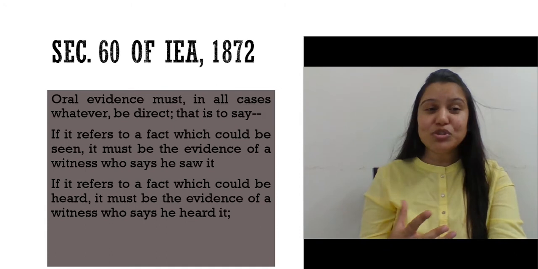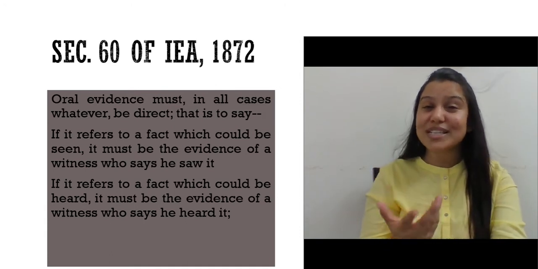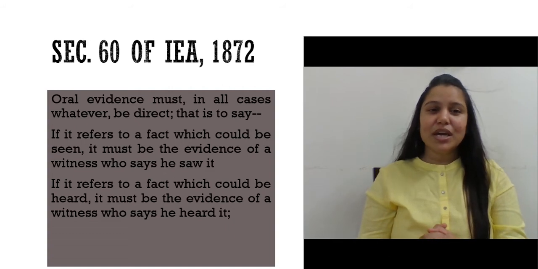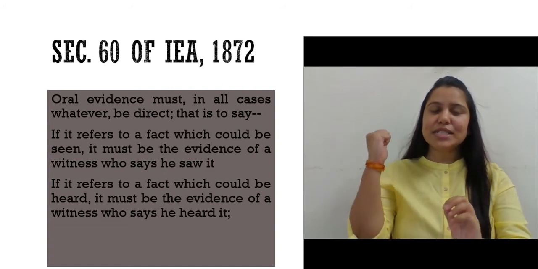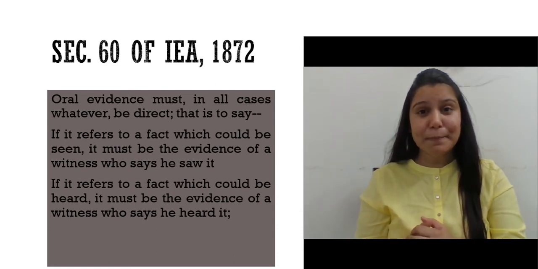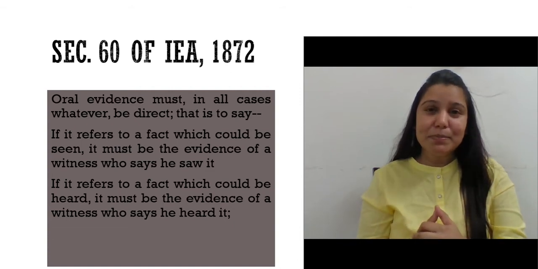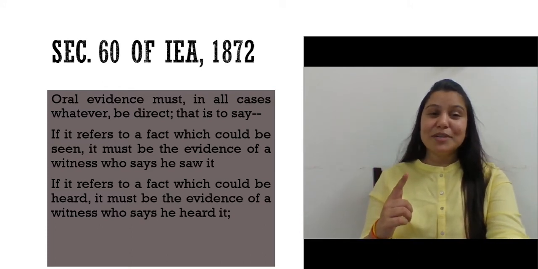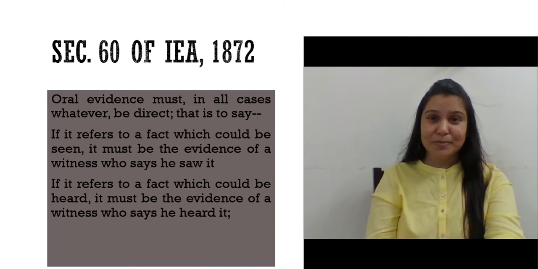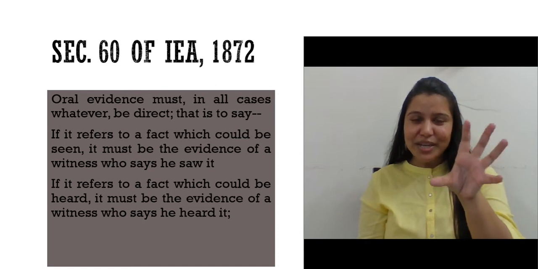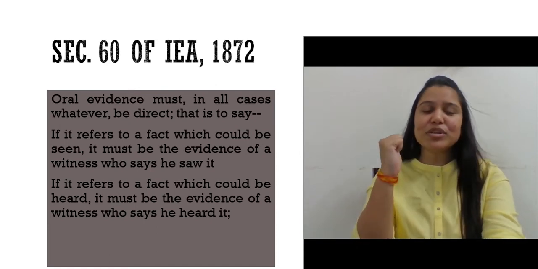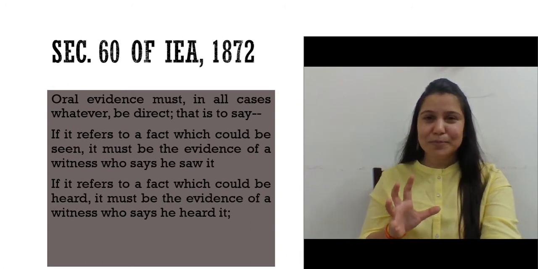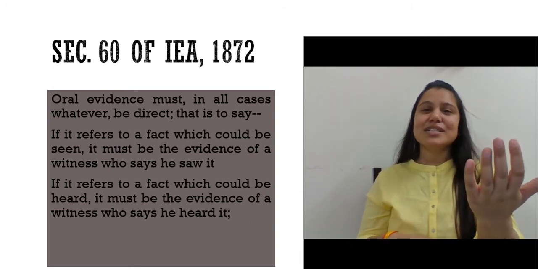If it refers to a fact which could be seen, it must be the evidence of a witness who says he saw it. Let me quote an example for this. Say A stabbing B could be seen by people. When this fact could be seen, it must be the evidence of a witness who says he saw it. So if somebody wants to give oral evidence regarding the fact that A stabbed B, it should come from a person who has seen A stabbing B.